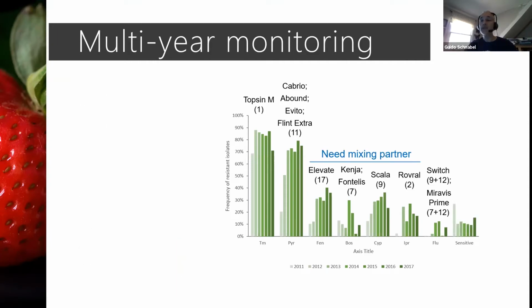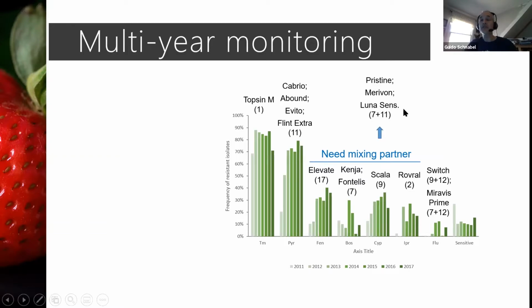Which of those compounds actually need mixing partners? Because we do see some resistance levels up to 30%, I do believe that we do need mixing partners for Elevate, for Kenja, Fontellus, for Scala, and for Rovral. Don't apply those by themselves. Always add maybe Captan or Thiram to those products.